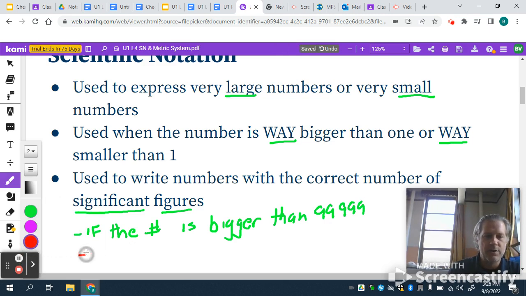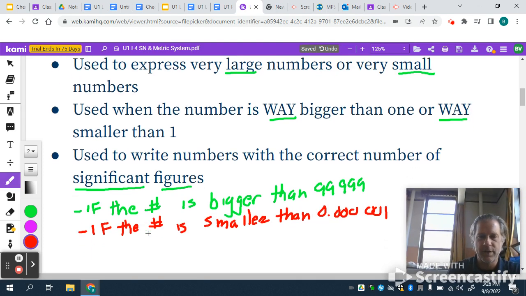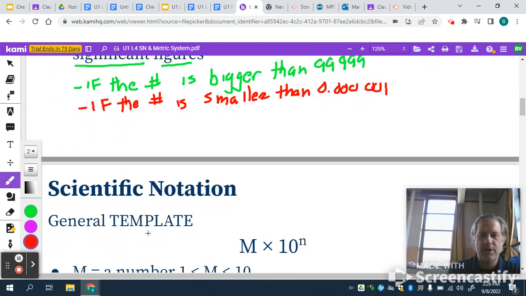I also will use it if the number is smaller than 0.00000, let's say 1, something like that. So if you have really, really tiny numbers or really, really big numbers, then that's when we would start using scientific notation. So what is scientific notation and how does it work?